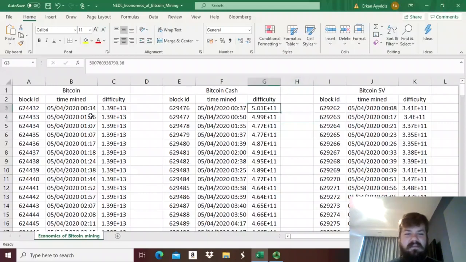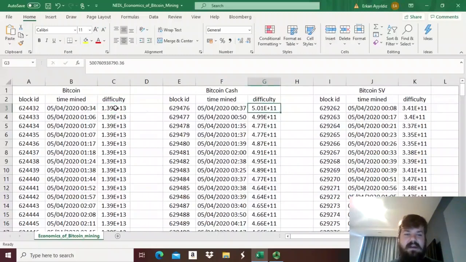So we can already see that those numbers represent the so-called scientific format of data representation. What it means here is that E plus 13 here, for example, means that that number is roughly equal to 1.39 times 10 to the power of 13. So it shows you very evidently the magnitude of this number.